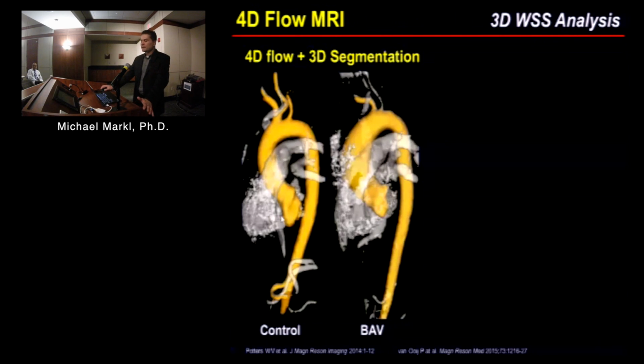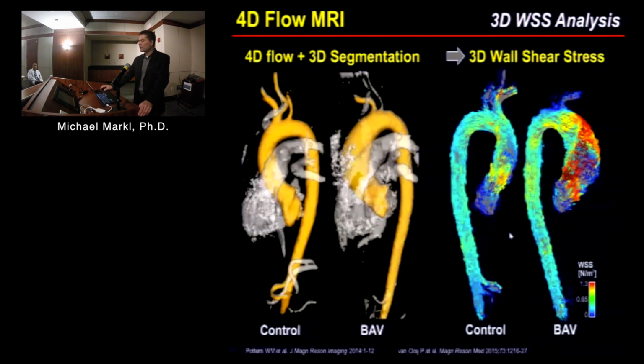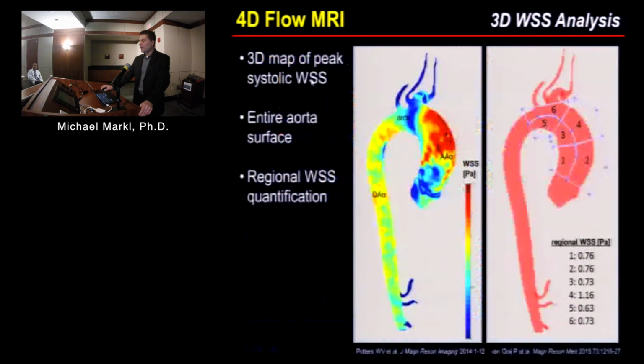So we went in and developed techniques where we can segment out the aorta. Here will be a control and a bicuspid aortic valve patient, and we can then calculate 3D wall shear stress vector fields along the wall. Wall shear stress is a vector, and from that we can calculate the 3D wall shear stress maps. This will be the systolic wall shear stress magnitude here, and we can go in different regions of interest and calculate and quantify wall shear stress.